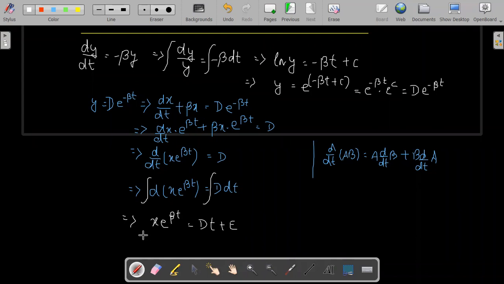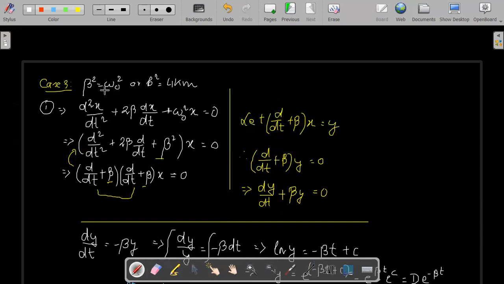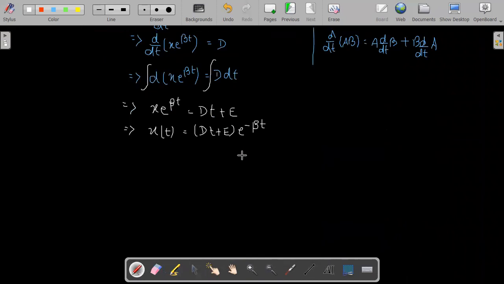Okay, so we are going to have this form, and what else we can do is take x, which is actually a function of time t, on one side, and this can be written as Dt plus E, and you divide both sides by e to the power beta t, you're going to get e to the power minus beta t. So this is the solution we have when beta square is equal to omega naught square. Okay, so this is important.